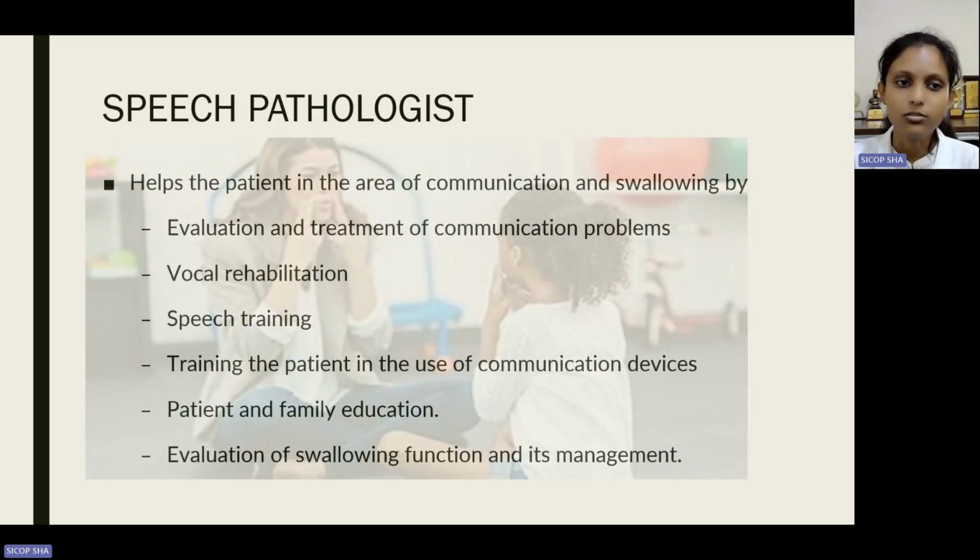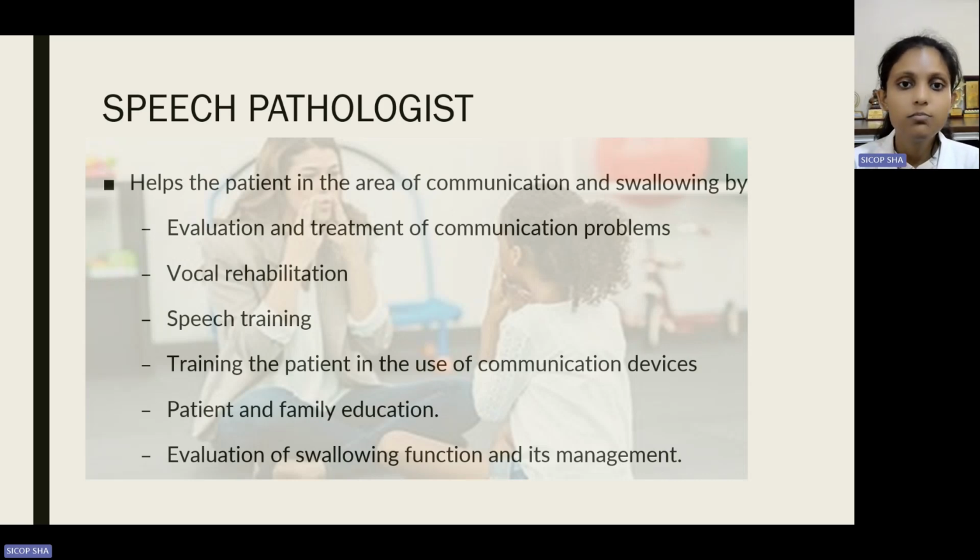Next is the speech pathologist. A speech pathologist is someone who helps the patient in the area of communication and swallowing. They cover the area of communication as well as swallowing. What they do is evaluate and treat the communication problems first.